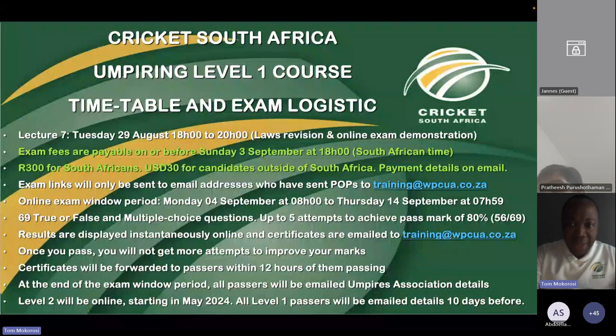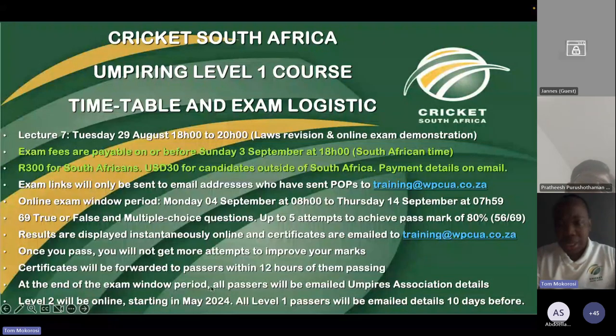At the end of the exam period, so that is going to be Thursday night, the 14th of September, when everybody has had a chance to attempt the exam, I will send all passers details of umpires' associations closest to them, so that you may apply with the umpires' association closest to you to join them and start umpiring if you are not already part of an umpires association.